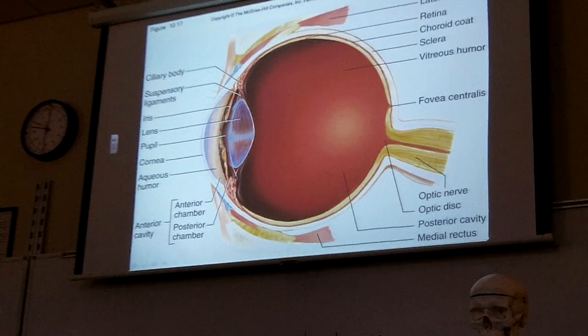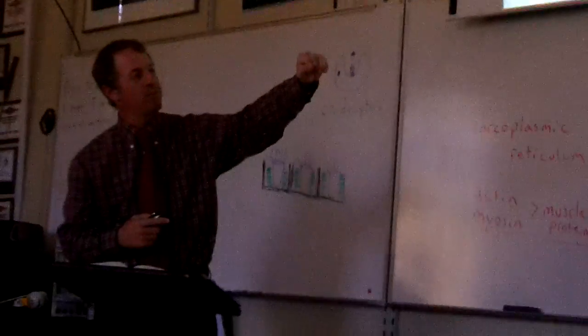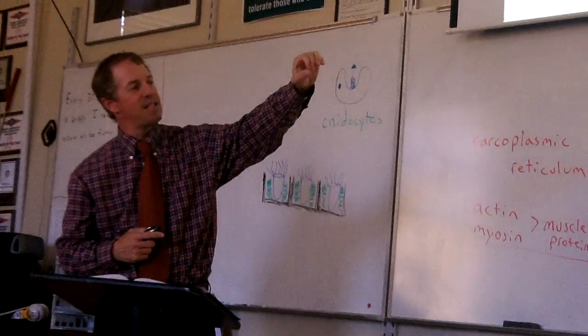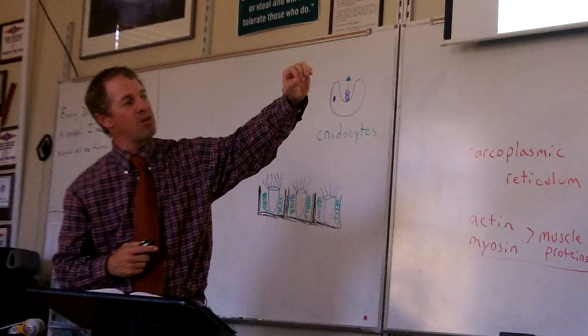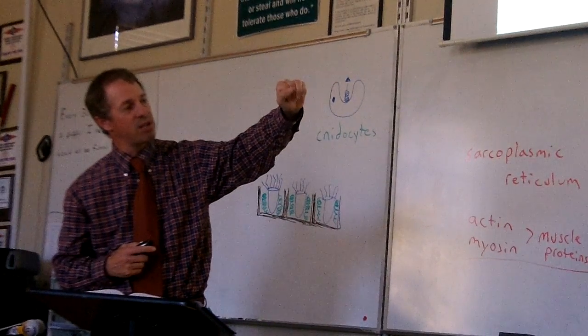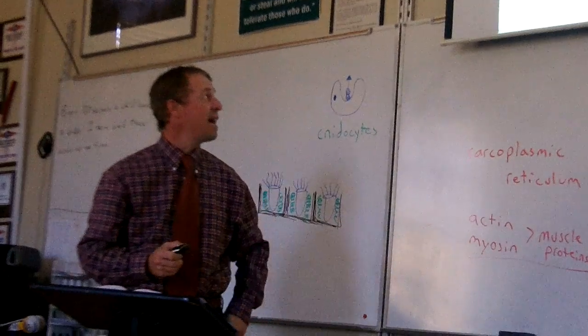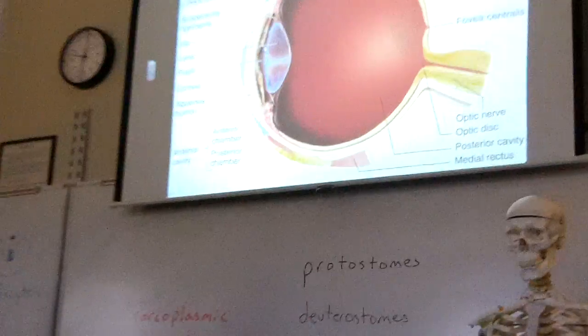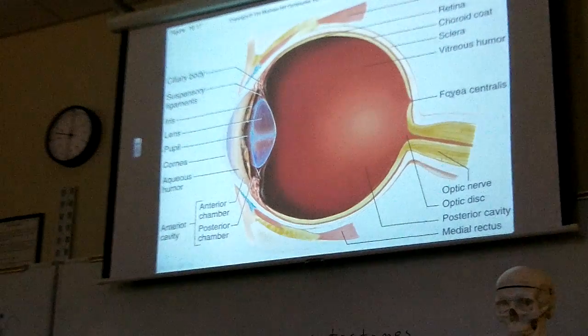But anyway, the hole in the middle of the iris is called the pupil. And so when your eyes dilate, the pupil is large. When the iris constricts, the pupil is small. And that changes the amount of light that gets into the eye.